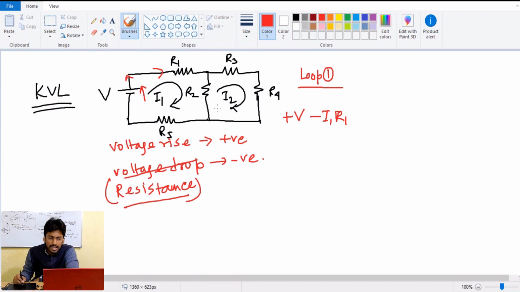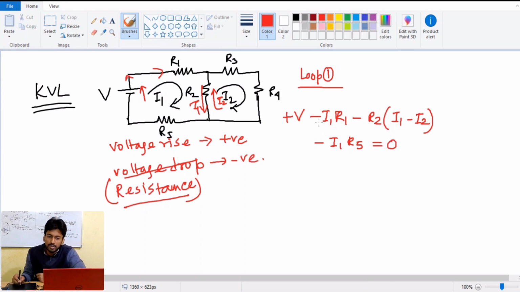Now in case of R2, the current I1 is going downward and the current I2 is going upward. As we are applying the law in loop 1, we have to give the advantage to the I1 part, meaning the dominating current is I1. So we write minus R2 into (I1 minus I2), the resultant current actually going through this resistance, and the drop is there, that is why the negative sign. Then for R5, we write minus I1 into R5, which equals 0.